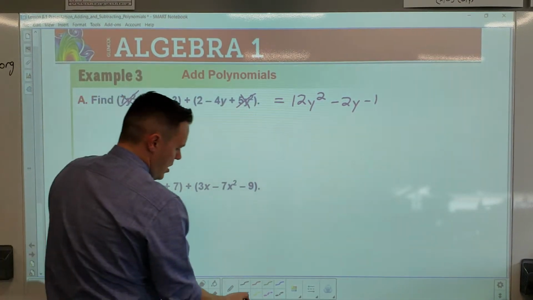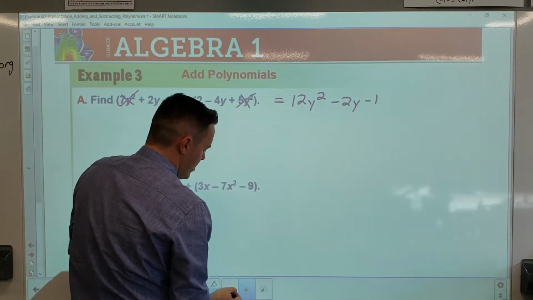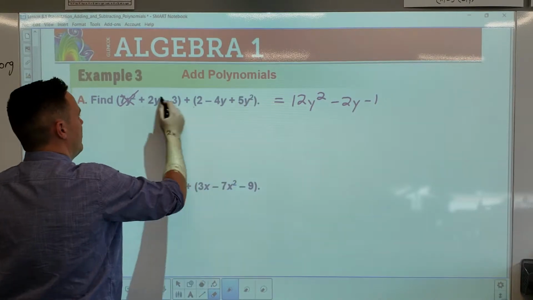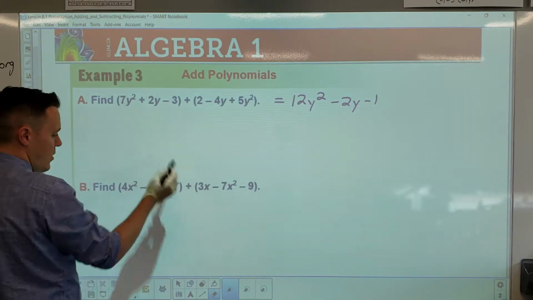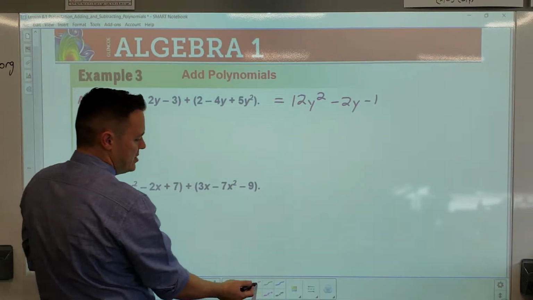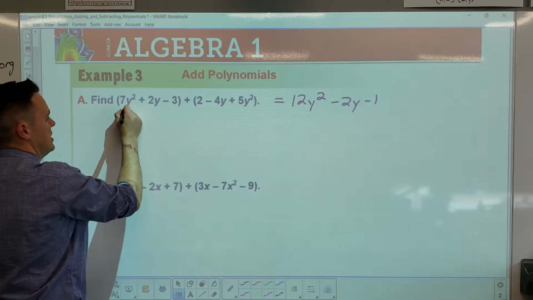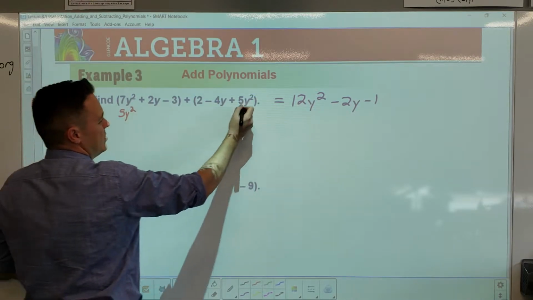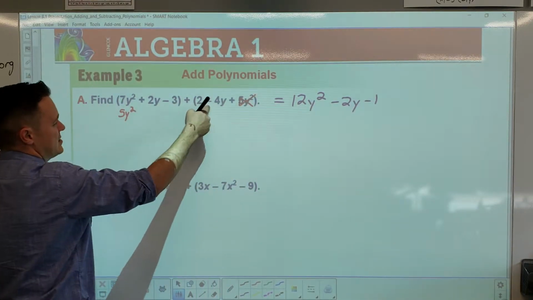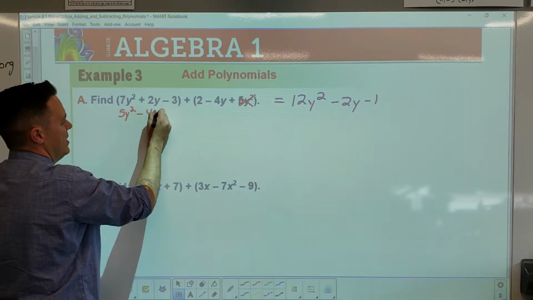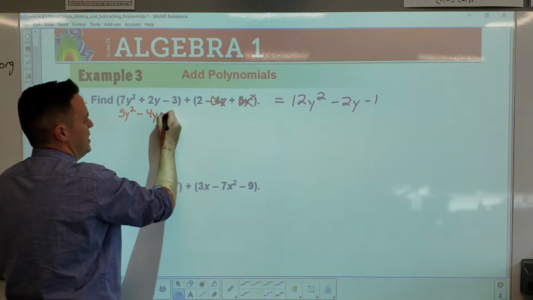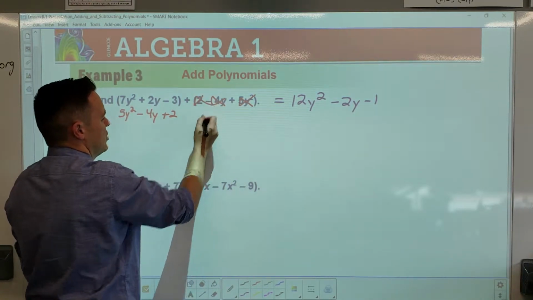All right, so now you can do what's called the vertical method. Vertical would be, you have to rewrite this twice, but it might make it easier for you guys to see. And this is what I'm talking about. 5y squared. Take this and write it right here. Okay, and then we have minus 4y. So it would be minus 4y. And then it would be plus 2. Right? So there's my equations.